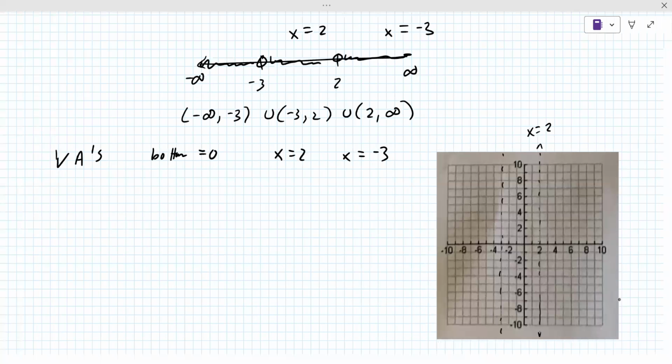Minus 3. Now, maybe you're allowed to use a calculator. Maybe you're allowed to use Desmos. I'm not sure. But I would graph as you go. Yeah, I would graph as you go. I would not wait until the end to graph. There's just too much going on there.